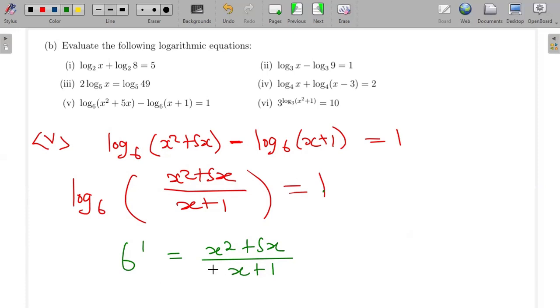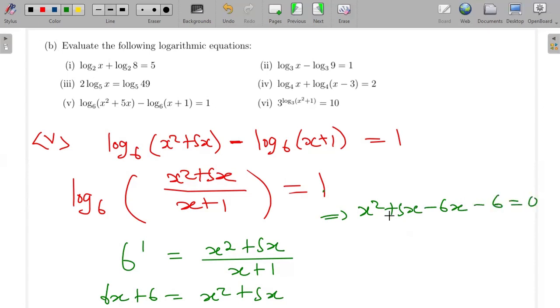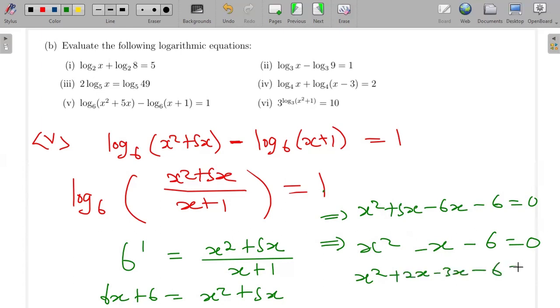Okay, so here we can cross multiply. We get 6x plus 6 is equals to x squared plus 5x. So like terms, or we take everything to the other side, we get x squared plus 5x minus 6x minus 6 is actually equals to 0. So this will just be x squared minus x minus 6 is equals to 0. And we see that the factors here will just be plus 2x minus 3x minus 6 is equals to 0.